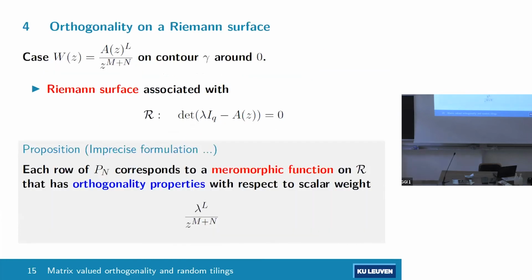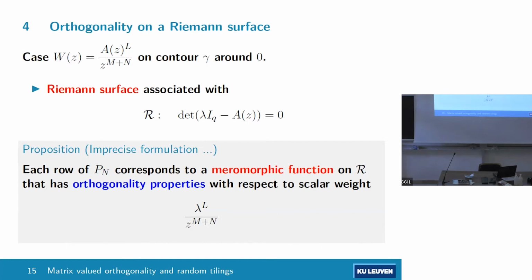Okay, so what is the thing that's going on? The thing that's going on is that this matrix orthogonality can also be interpreted as scalar orthogonality on a Riemann surface. So that's a new insight, actually, for these kind of weights. So how does that work?